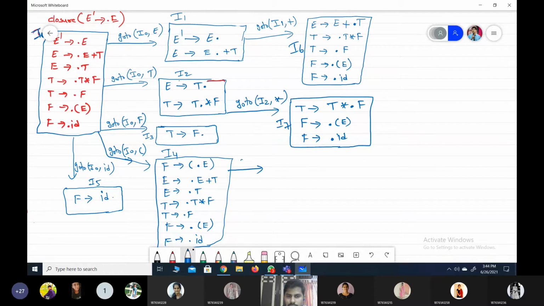On I4, what is the first possibility of alphabet that you have to cross-check? E, sir. Yes, E. If E is applied, then the production will be F tends to open parenthesis E dot closed parenthesis, and parallelly E tends to E dot plus T, since E is available on the right-hand side of two productions. Is it okay?